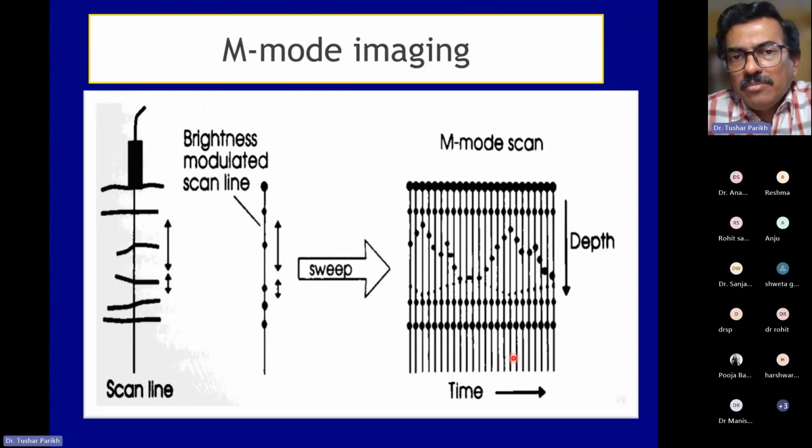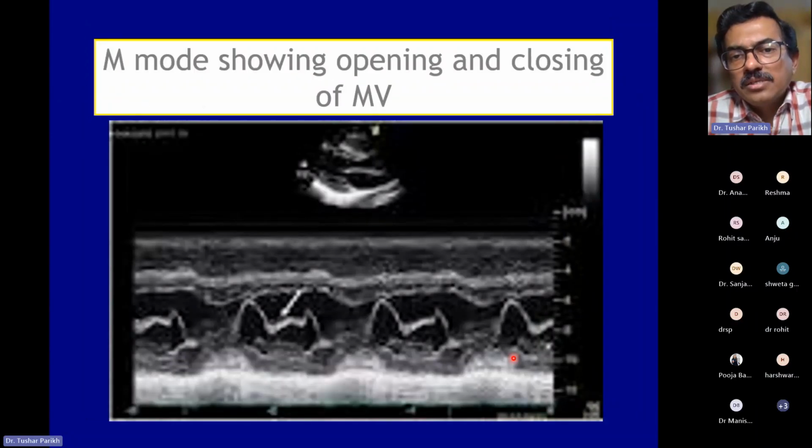Now the second imaging is M mode imaging. In M mode imaging, there is a scan line, and in that you see the movement of the underlying structures. So the scan line is plotted against time. Say for example, here in this case, this is a parasternal long axis view. The M mode line is going through the tip of the mitral valve, and here as you can see, the mitral valve is opening and closing. This particular movement you are able to see because of M mode. So this is called M mode imaging.